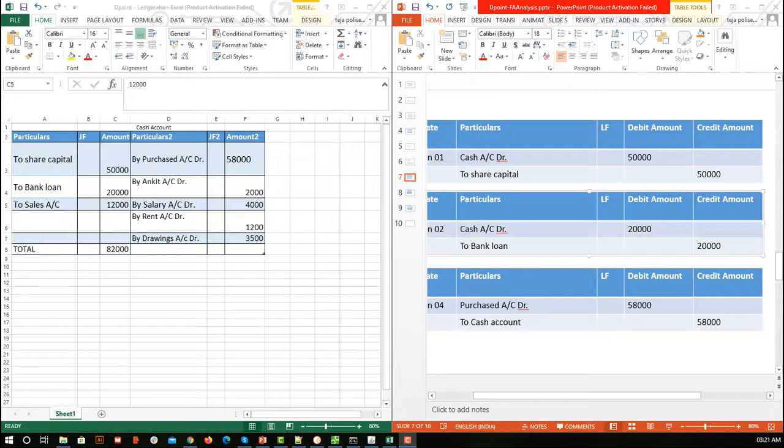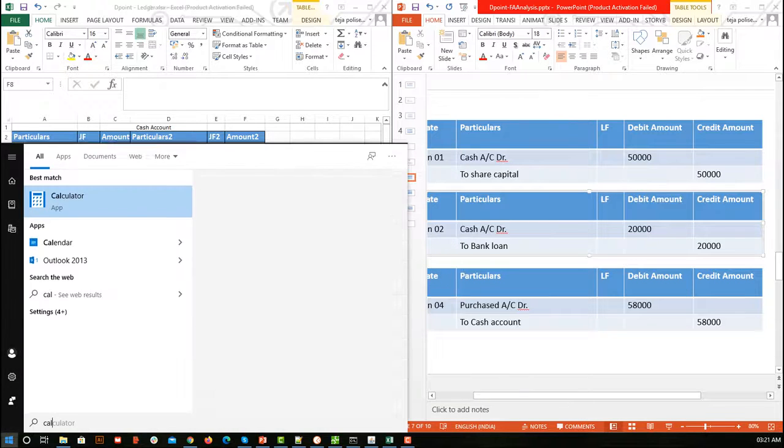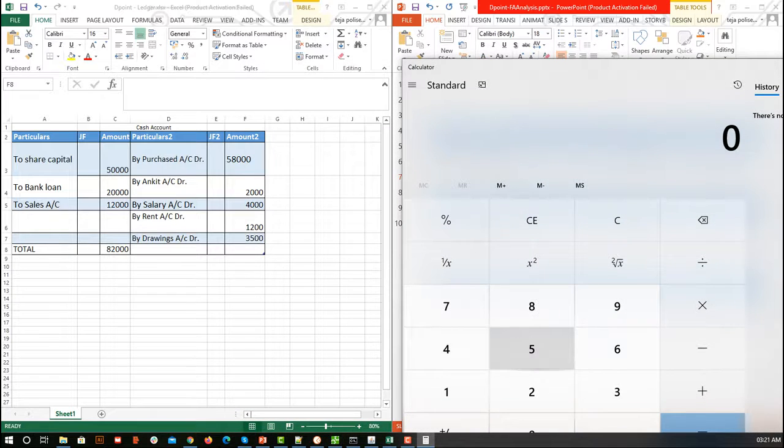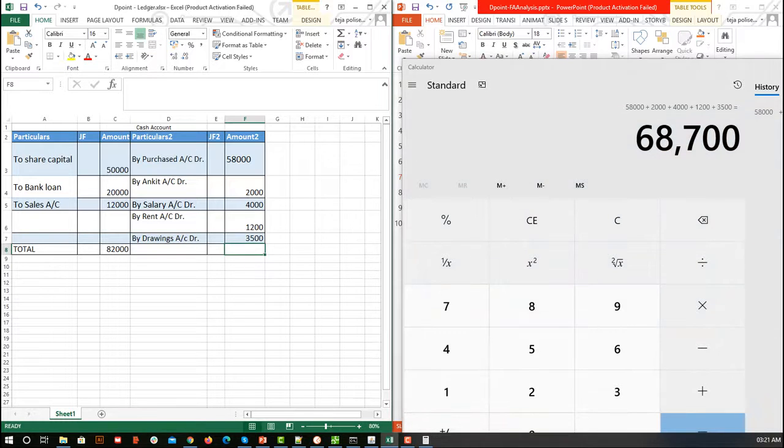Okay, so similarly we are going to add the total here as well. So what is our total? 58. Let me open calculator instead of writing. 58 plus 2 plus 4 plus 1200 plus 3500. So I have 68,700. So here I can say 68,700. Yes. Now you see, this is not balanced. We have 82 here and 68,700 here.